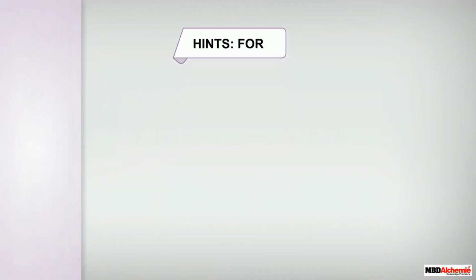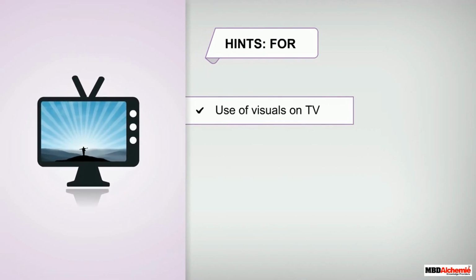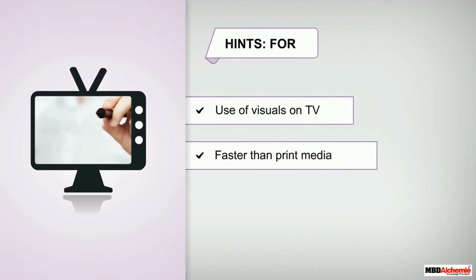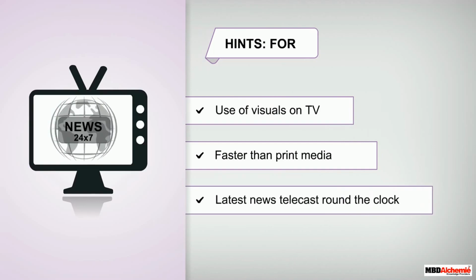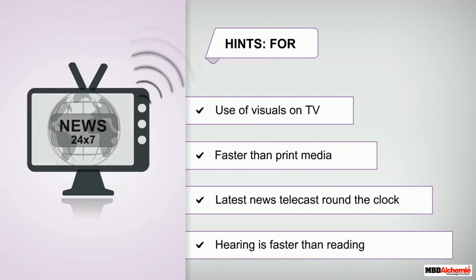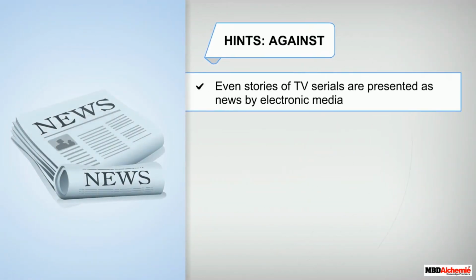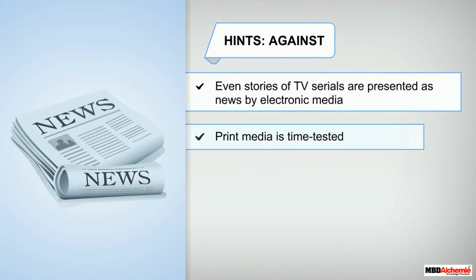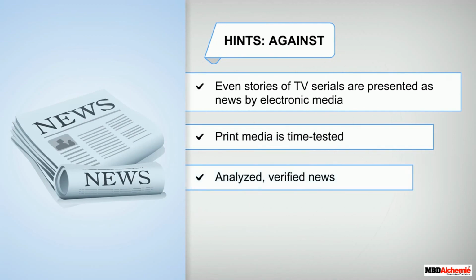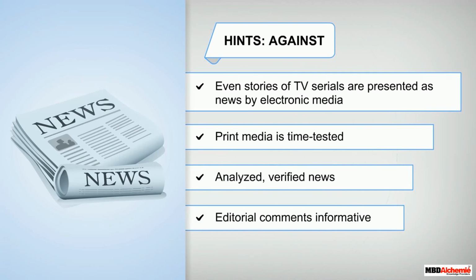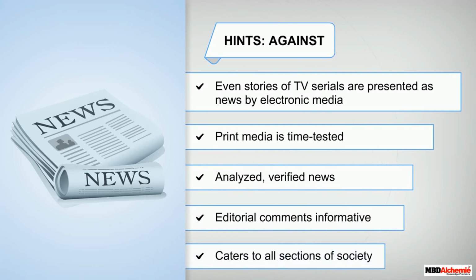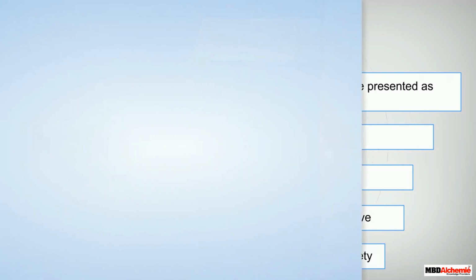Hints for the motion. Use of visuals on TV. Faster than print media. Latest news telecast round the clock. Hearing is faster than reading. Hints against the motion. Even stories of TV serials are presented as news by electronic media. Print media is time-tested. Analyzed, verified news. Editorial comments informative. Caters to all sections of society.